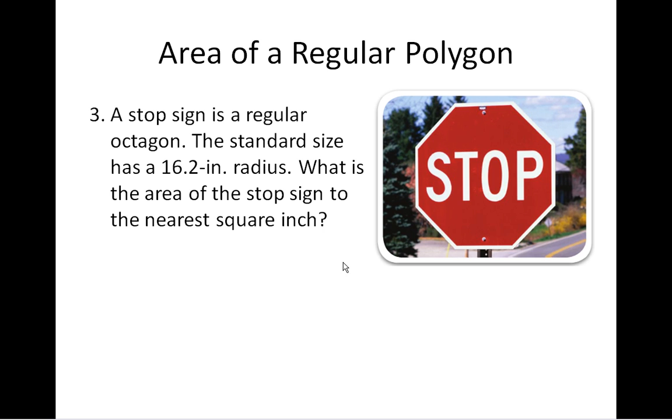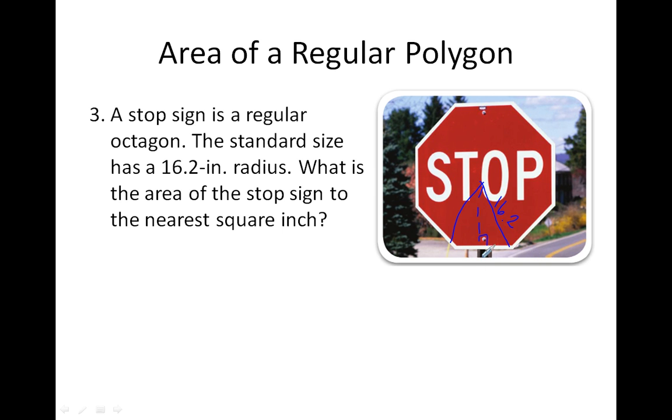In this example, we have an octagon. The standard stop sign has a 16.2-inch radius. So if I take my stop sign and I draw in one of the triangles that I'm interested in, and here's my apothem. It tells me that the radius is 16.2 inches. So that's actually a hypotenuse. I need a side length and I need the apothem.